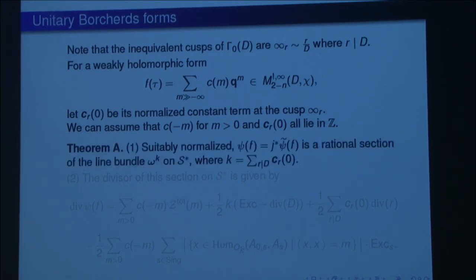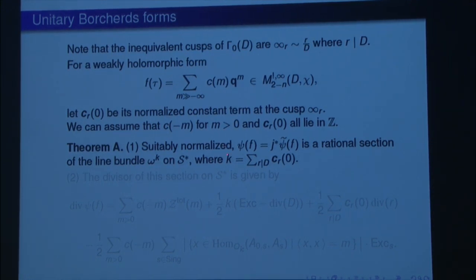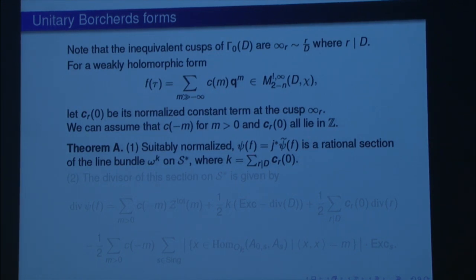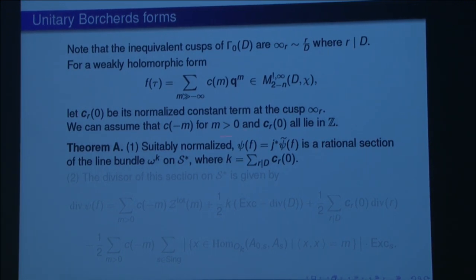And so now here's the answer. First of all, attached to this guy, Borcherds constructs a meromorphic section of a certain line bundle. We can pull it back. And what we show, first of all, is that this is actually a rational section of this bundle, omega to the k, where k is given by the sum of these constant terms. That's the weight, that's the line bundle you have. And it's a rational section. So this is defined over k, right? You have to check that the meromorphic section is actually coming from a rational section.